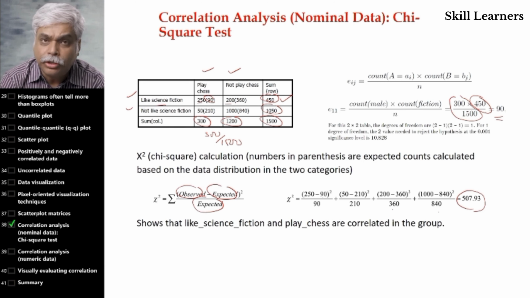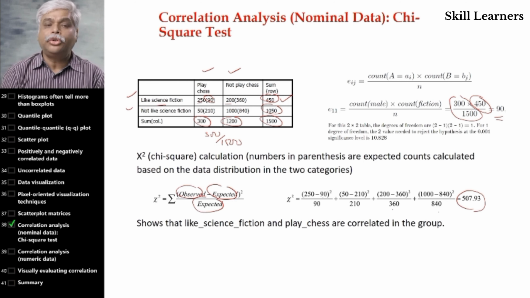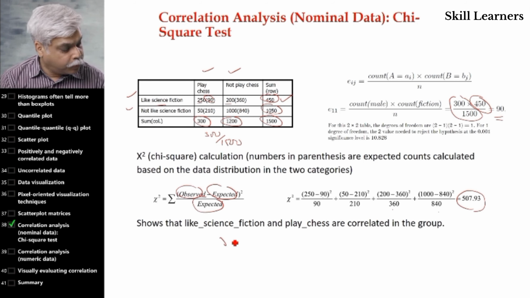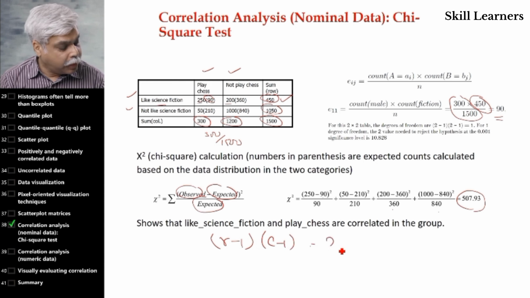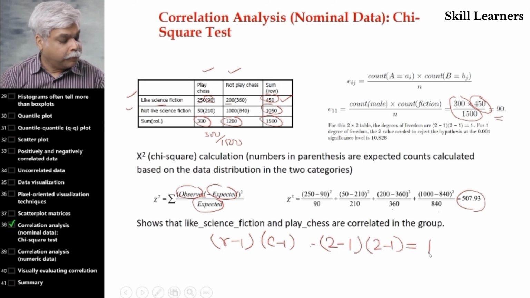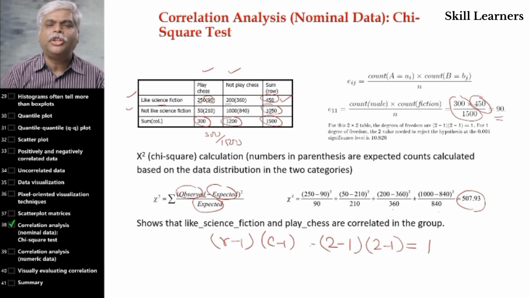And if this number is large, then one would say that there is an association or correlation between these two variables. How large is something that's going to take a little bit of figuring out. But very roughly speaking, this is compared to the number of rows minus 1 into the number of columns minus 1, which in my case is 2 minus 1, 2 minus 1, which is equal to 1. And 507 is very large compared to 1. We will make this a lot more precise in future sessions.